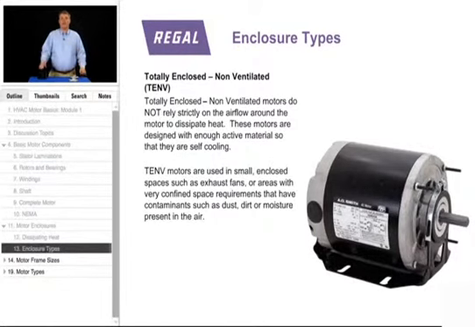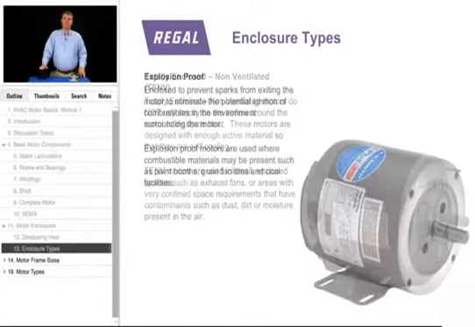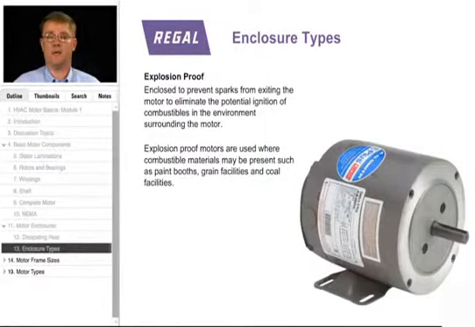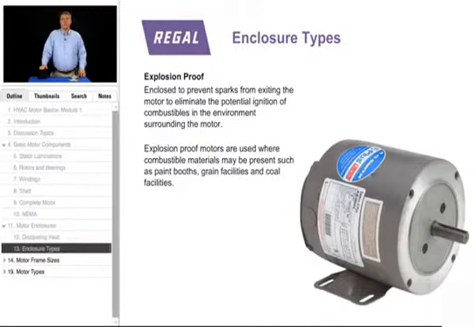The last type of enclosure we talk about is explosion proof. This type of motor must contain a spark inside the motor to not allow any flammable or combustible materials to explode or catch fire. These type of applications we typically see in paint booths, grain facilities, coal facilities, where any combustible material may be present around the motor.